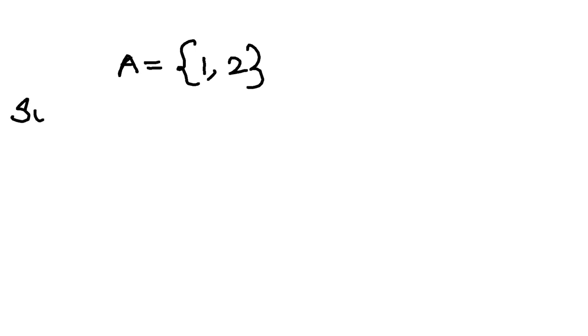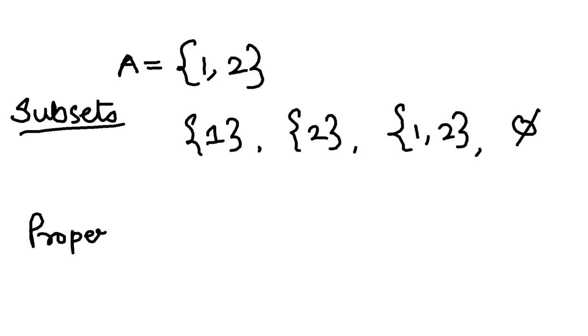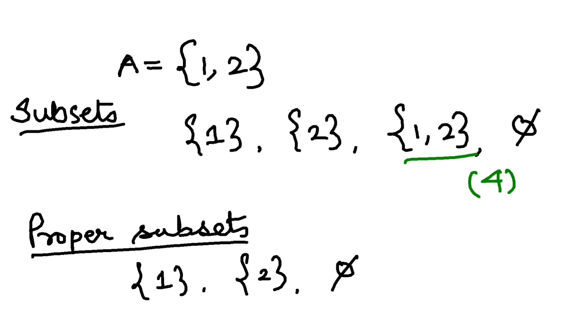So what are my subsets now? My subsets are, I can take {1}, this is a subset. I can take {2} alone, this is a subset. I can take {1, 2}, this is a subset, and we all know phi is a subset. Okay, so what are the proper subsets now? In this case, which one do we have to neglect? This {1, 2} will go, and others will be proper subsets, that is {1}, {2} and phi. Okay, so what is the number of subsets here? 4. And what is the number of proper subsets here?